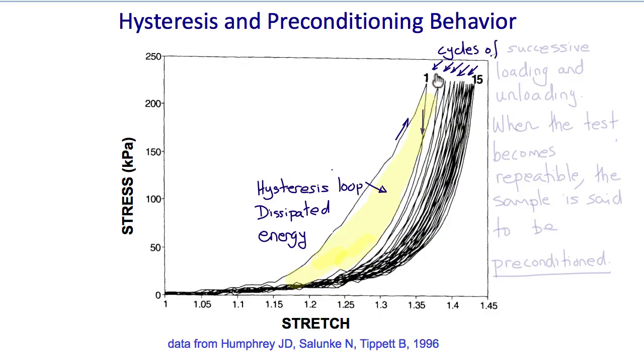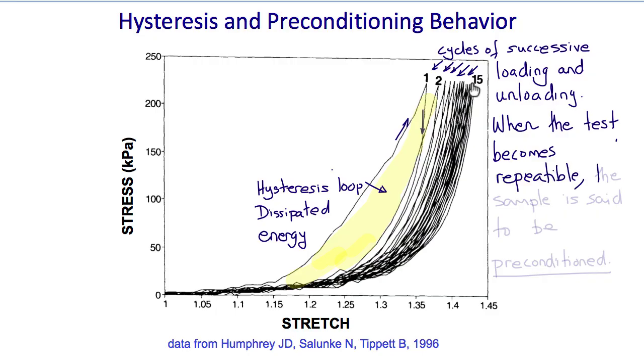We also see that subsequent cycles of successive loading and unloading follow different curves that eventually start to converge to the same hysteresis loop. When the test becomes repeatable so that the nth test and the nth plus 1 test are not significantly different, then the material is said to be preconditioned. But it doesn't mean that when the material is preconditioned that there still isn't hysteresis. There can still be hysteresis once the material is preconditioned. So these are common characteristic properties of soft biological tissues.